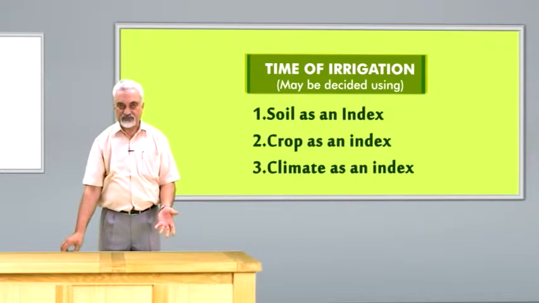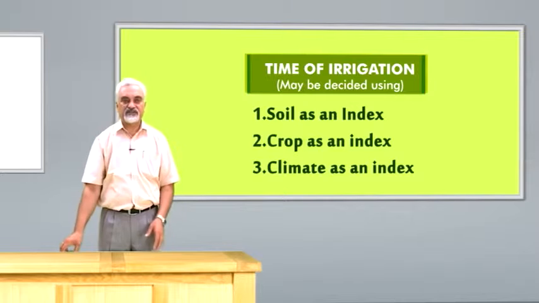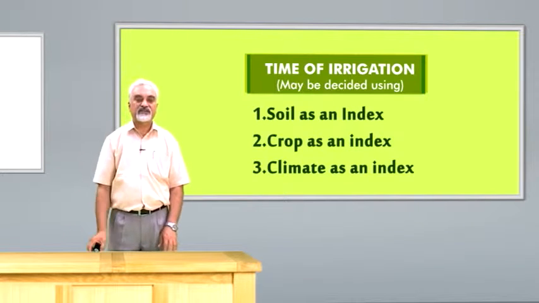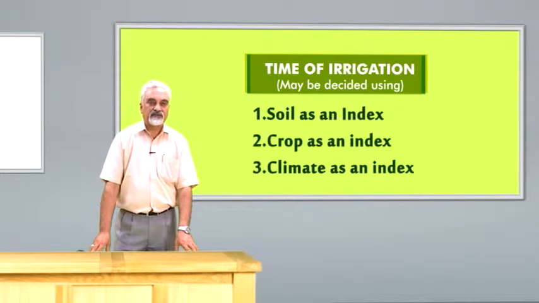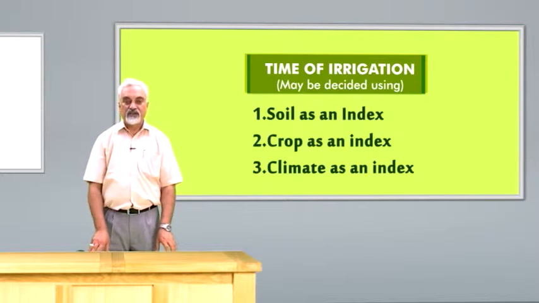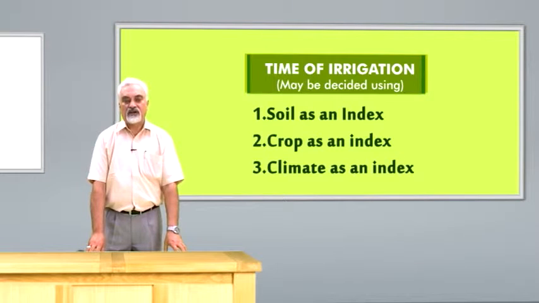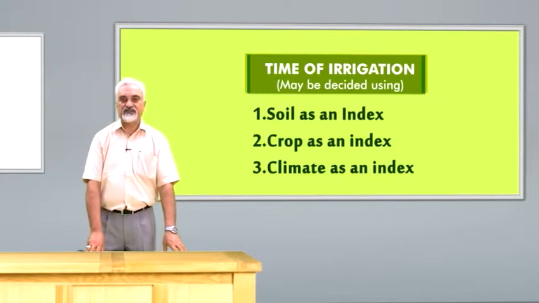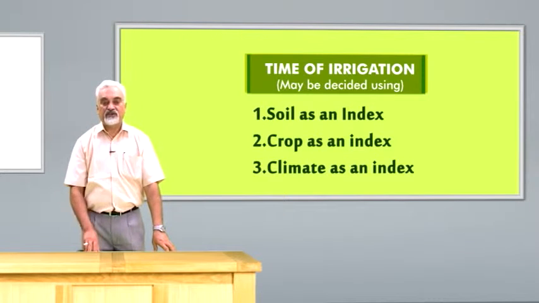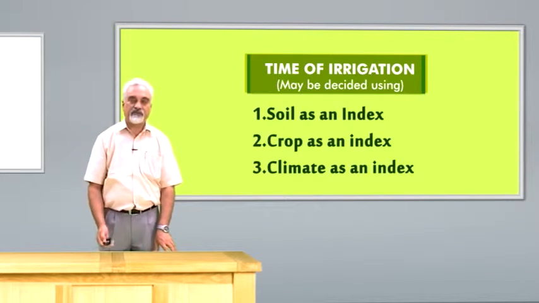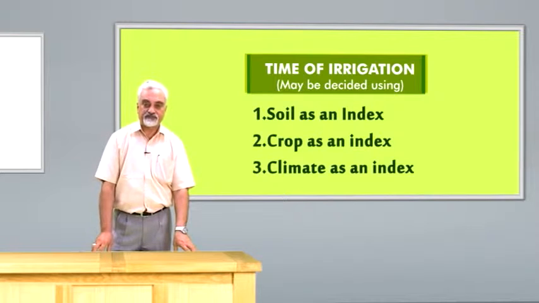The stomatal aperture, which is sensitive to moisture stress, has also been used as an index for deciding the timing of irrigation. Of late, farmers have also started using the crop canopy temperature as an index of scheduling irrigation, and the crop canopy temperature is measured with the help of infrared thermometers.